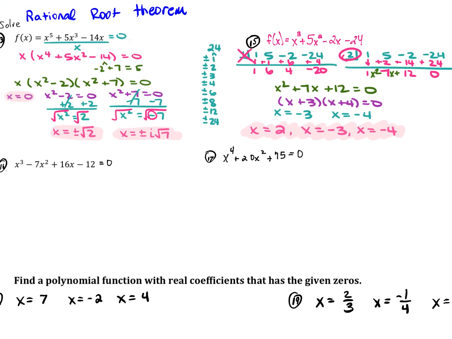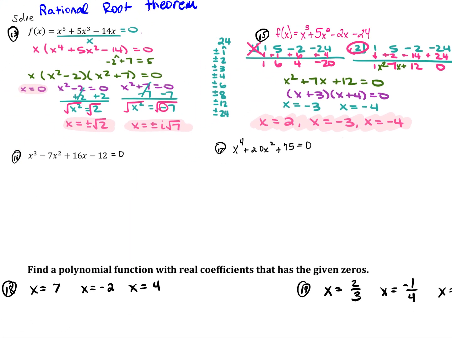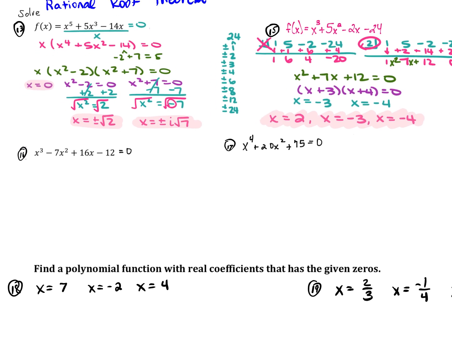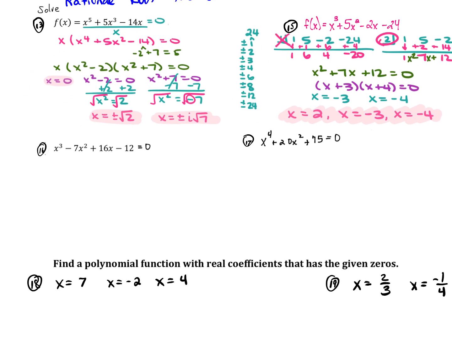For 16, you have x cubed minus 7x squared plus 16x minus 12. Your constant is negative 12. Your factors of negative 12 are plus or minus 1, plus or minus 2, plus or minus 3, plus or minus 4, plus or minus 6, plus or minus 12. If we start with the 1, you're going to have 1, negative 7, 16, negative 12.